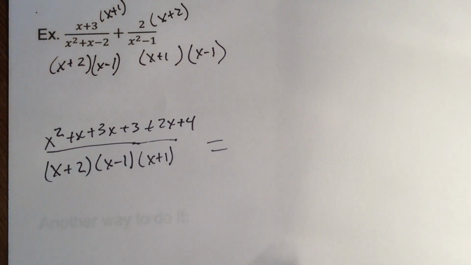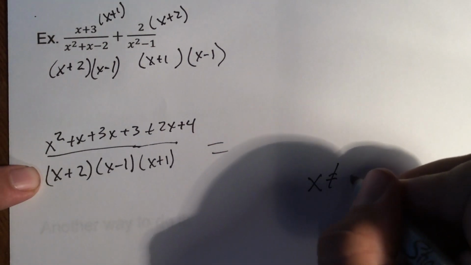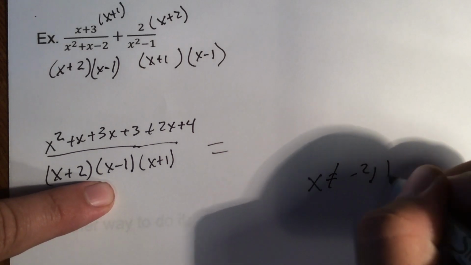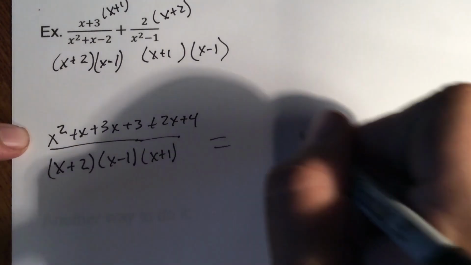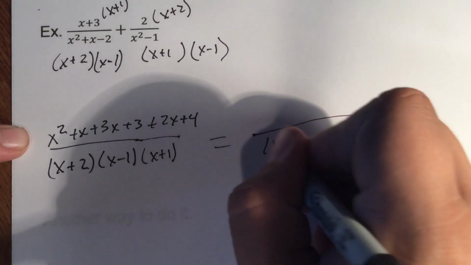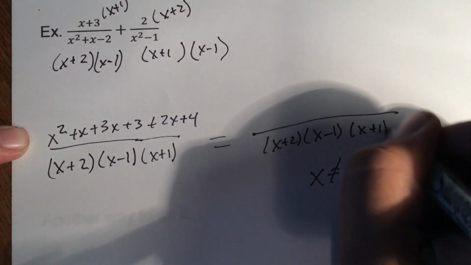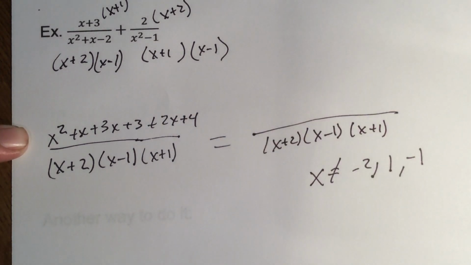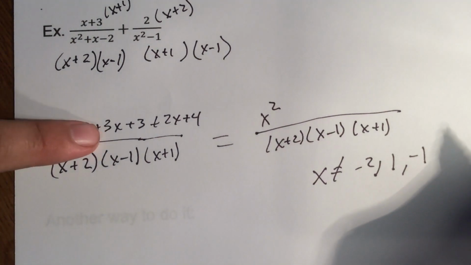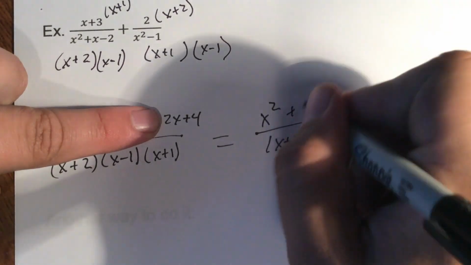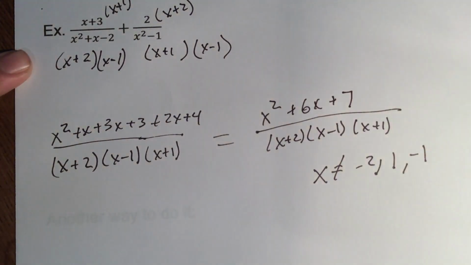And then we simplify. But before we do that, let's do what x cannot be. Well, x cannot be a negative 2. X cannot be 1. And x cannot be a negative 1. So now for simplifying, x plus 2, x minus 1, x plus 1. So the denominator doesn't change. Top though, we would have x squared. X and 3x would be 4x, plus another 2x would be plus 6x. And then we have 3 plus 4, so plus 7.